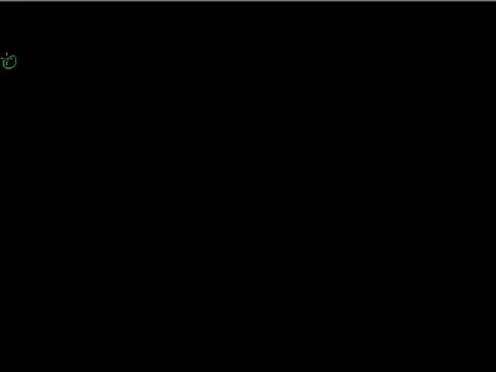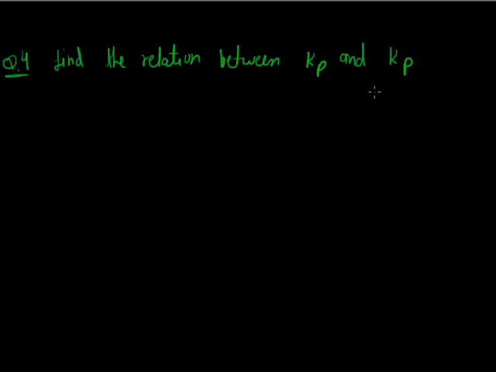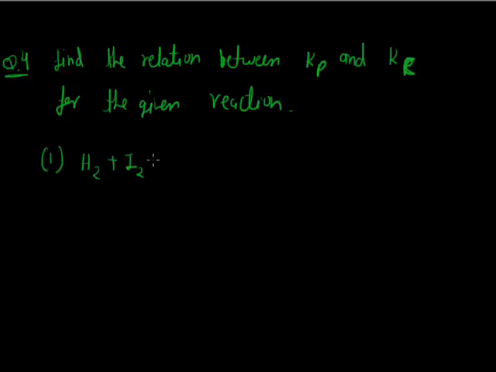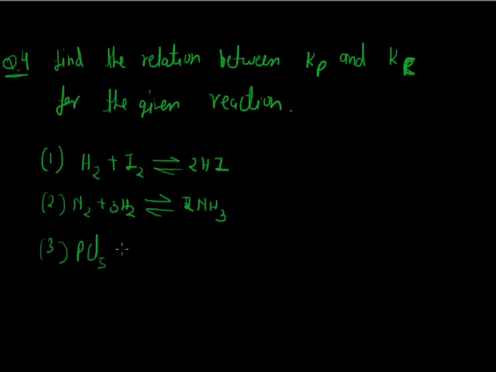Now in the next question, find the relation between Kp and Kc for the given reactions. The first one is H2 plus I2 gives 2HI, and the second, N2 plus 3H2 gives 2NH3. And the third equation, PCl5 gives PCl3 plus Cl2.